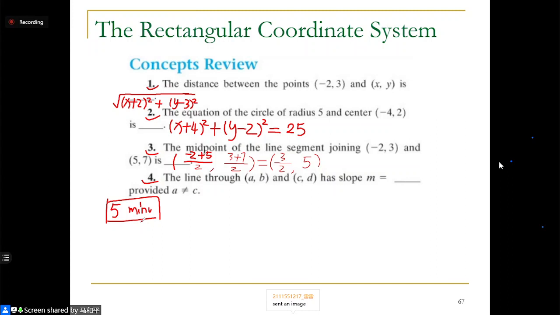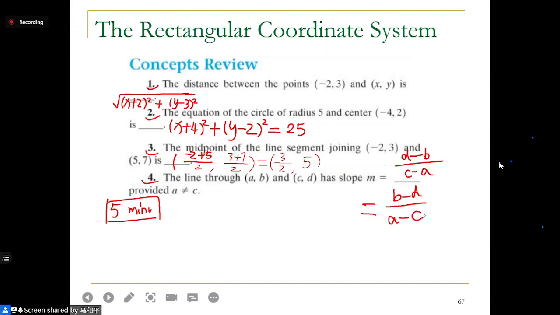And the last one: the line through (A, B) and (C, D), where A is not equal to C, has slope (D - B) over (C - A), right? Or we can write it as (B - D) over (A - C). But it's not equal to (D - B) over (A - C). This is wrong, okay?